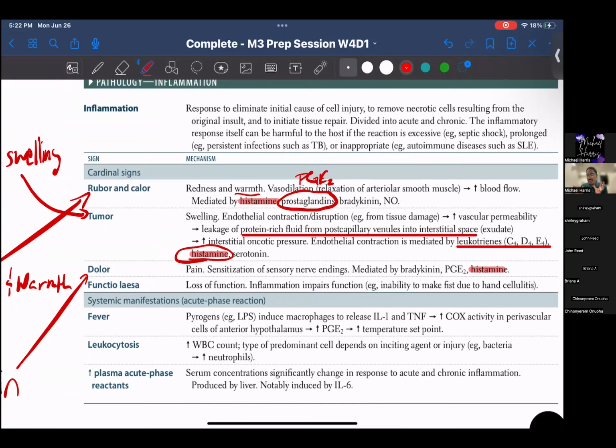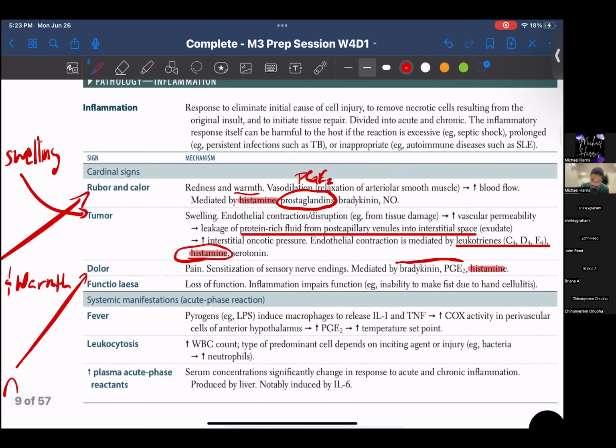Histamine isn't really that big of a thing with pain. It's more PGE2 and bradykinin that are for pain. Histamine can do pain, but it's more the first two, bradykinin and PGE2, that deal with pain. Okay? So that's the way I remember what histamine can do. It's just essentially remembering, well, what is a hive? It's warm, hot, and swollen.